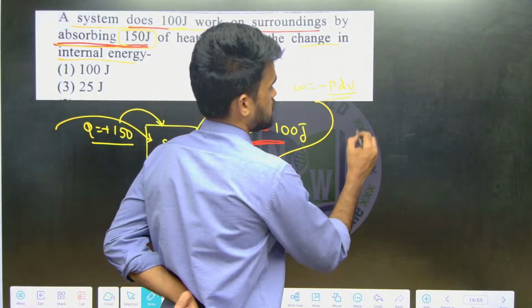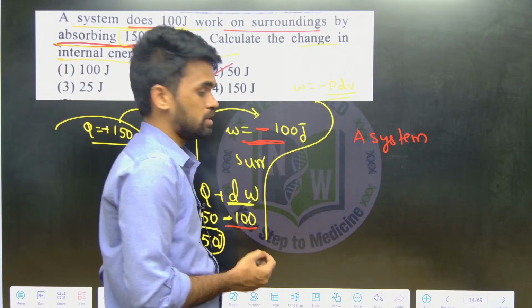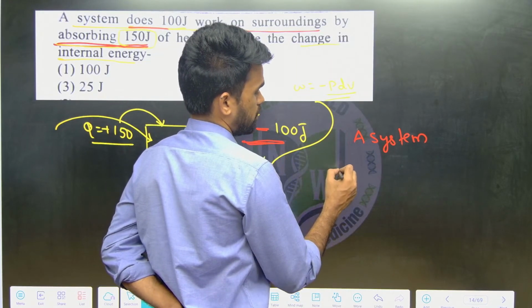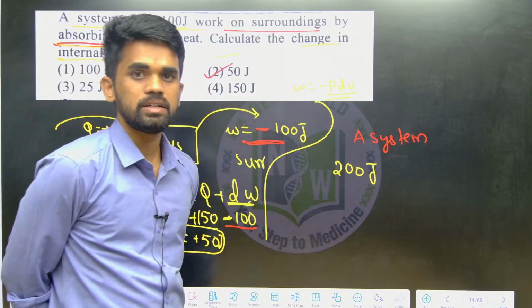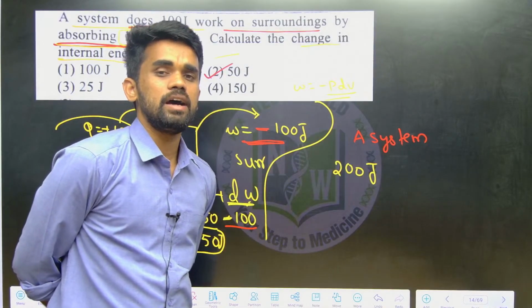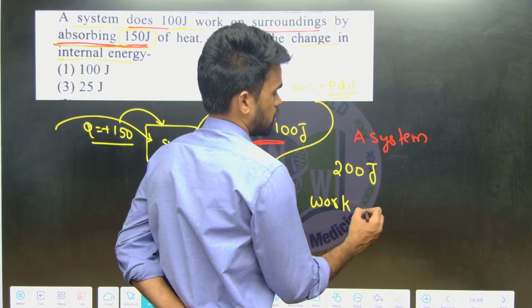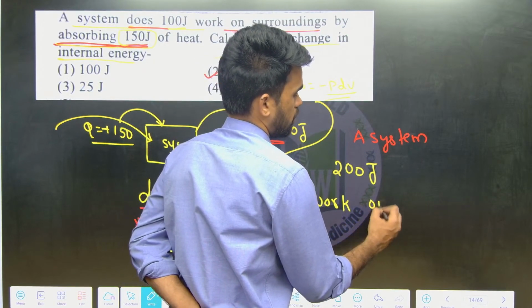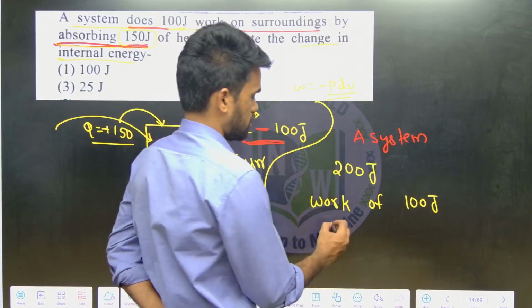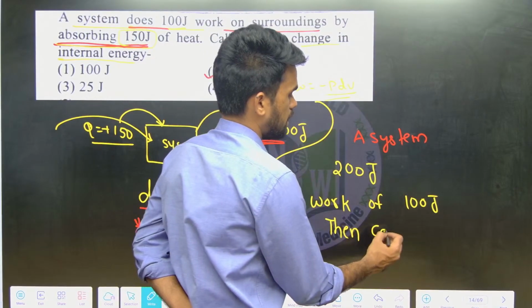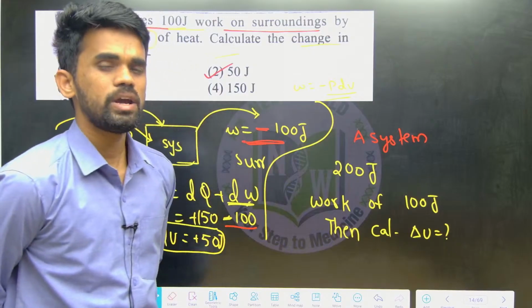Okay, a system is provided with 200 joules of heat, and does work of 100 joules. Then calculate the internal energy change. Okay, like this we can expect.